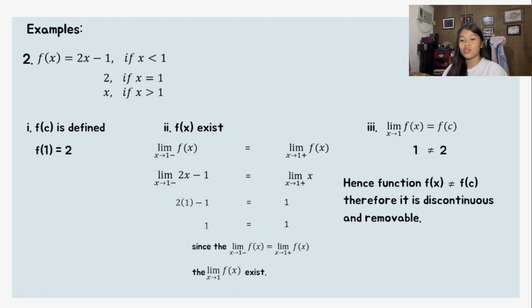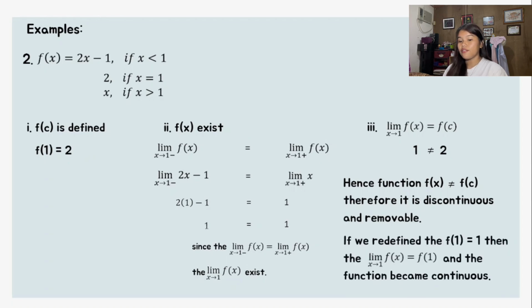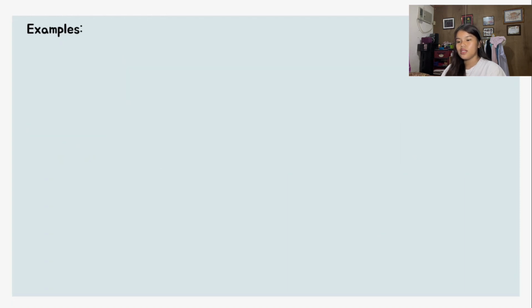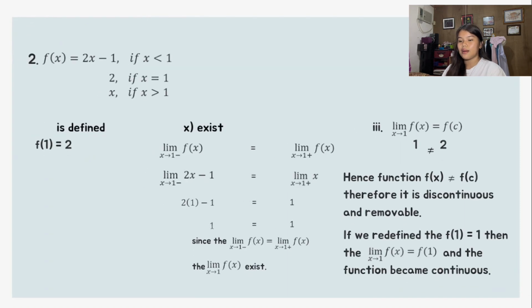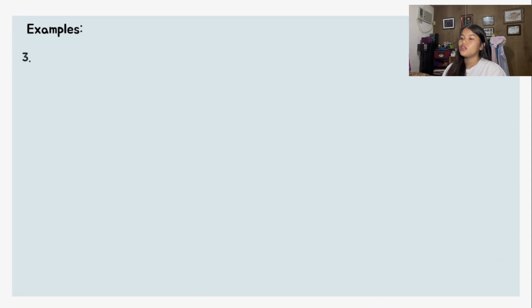So what we're gonna do is we can conclude, hence function f of x is not equal to f of c, therefore it is discontinuous and removable. So if we redefine the f of 1 equals 1, then the limit f of x as x approaches 1 is equal to f of 1, and the function became continuous. So I hope you understand that. So let's have another last example.